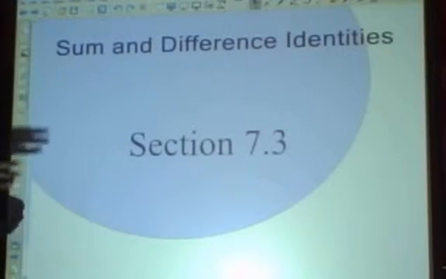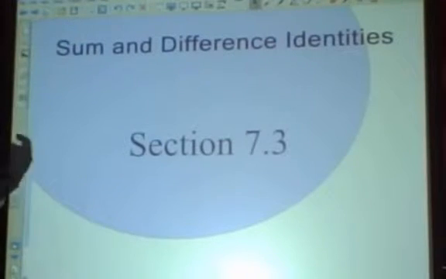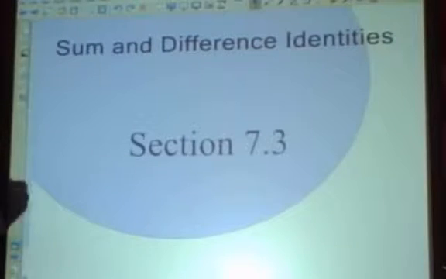Hey guys, we're going over section 7.3. We're going to look at some more identities to add on to the ones we already know, because we already know the Pythagorean identities, the quotient identities, and the reciprocal identities. So we're going to add on another identity, which is the sum and difference identities, which are actually three parts, just like there were three parts for the Pythagorean identity.